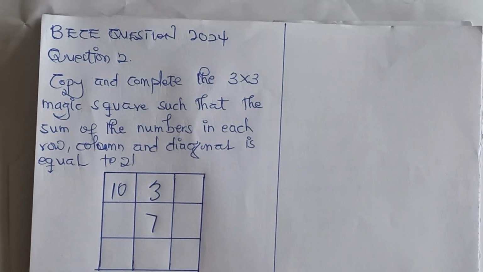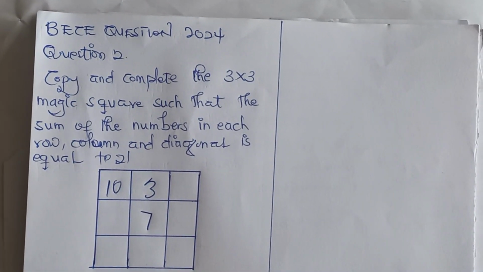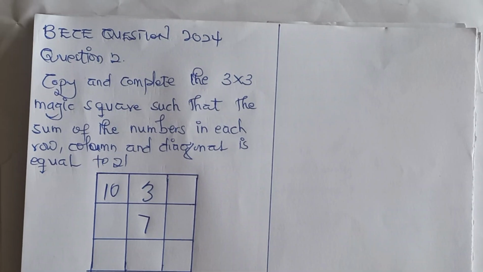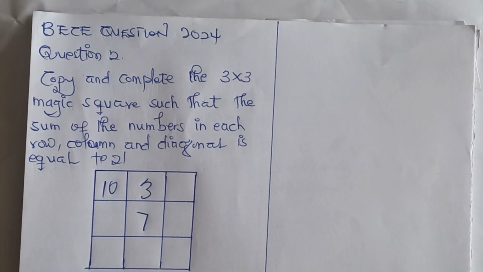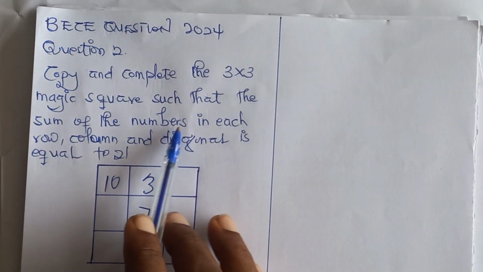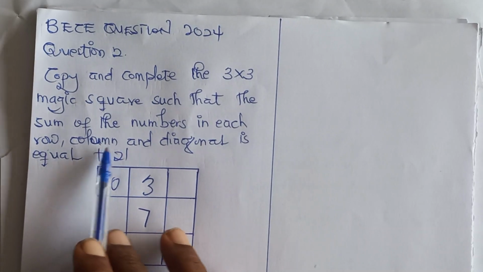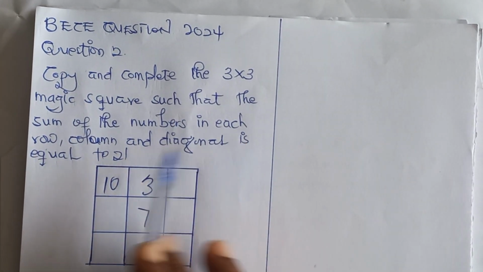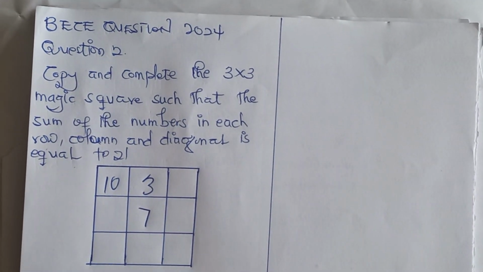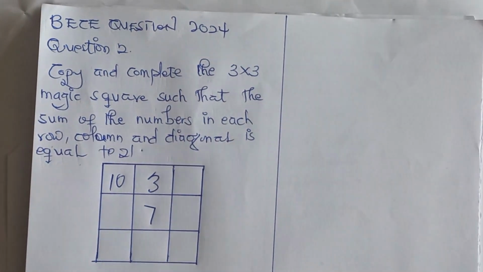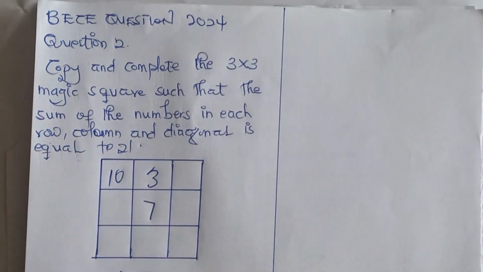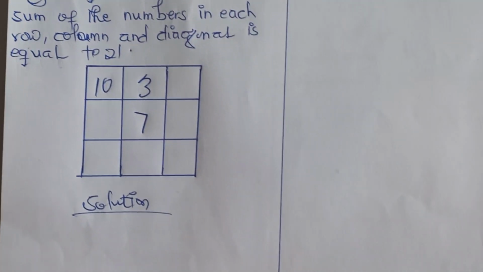Okay, and we are to copy and complete the 3x3 magic square such that the sum of the numbers in each row, column, and the diagonal is equal to 21. It's equal to 21. And there's a magic box or magic square.